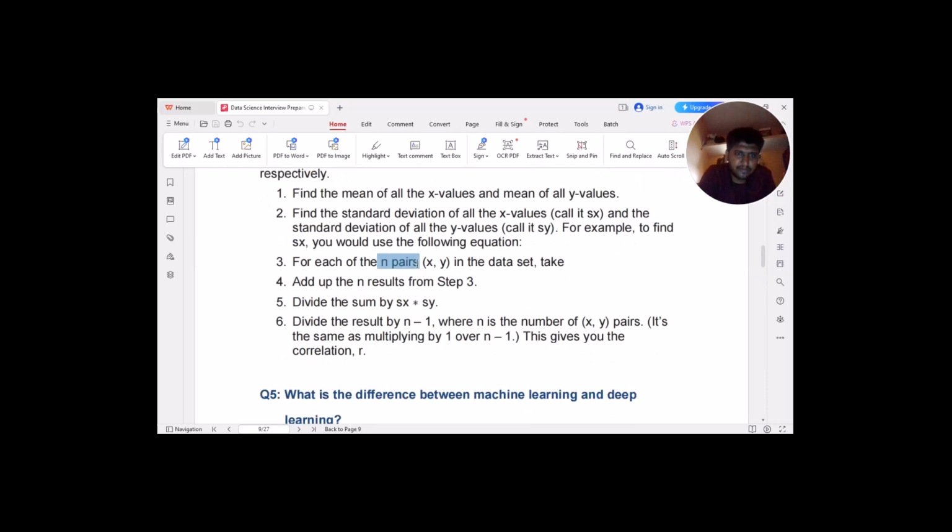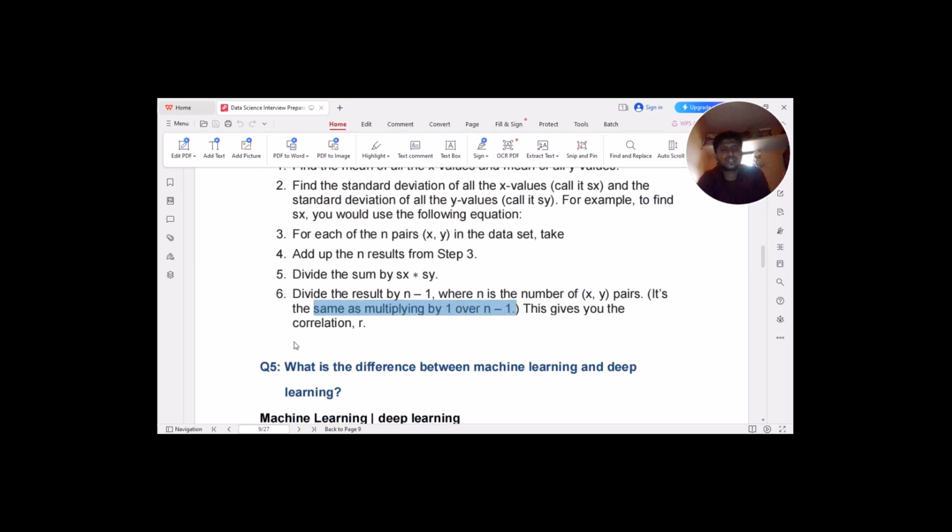Okay, n pairs which you have taken, you have to do it here. So you have to divide the sum of x into y. Divide the result by n minus 1, the number of xy pairs. It is the same as multiplying by 1 over n minus 1. So this gives you the correlation now.